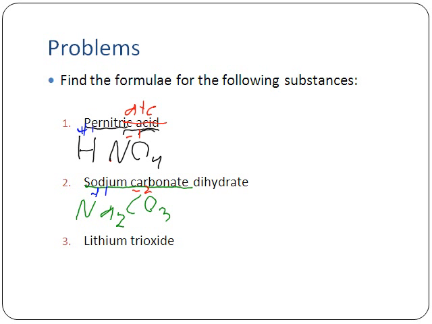The next part is the dihydrate. Remember, to write the formula you put a dot next, and then you write the prefix. The prefix is di. Di is 2. Hydrate means it's water, so H2O. And so here's our formula. Sodium carbonate dihydrate is Na2CO3·2H2O. Our very last one here is lithium trioxide.